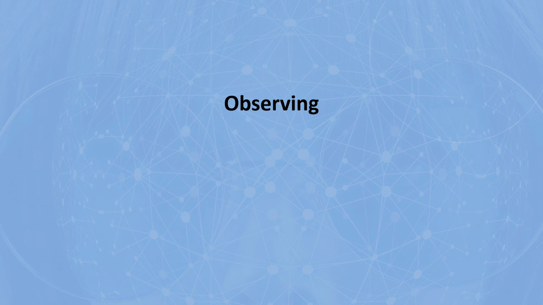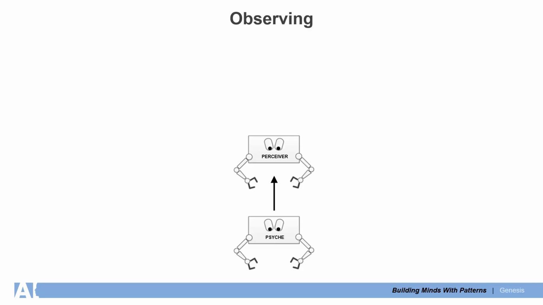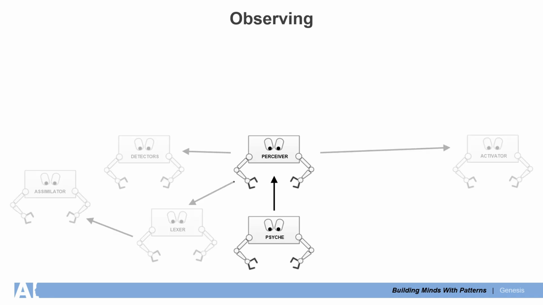The observation pattern is involved in exchanging messages between the artificial mind and the associated device. The primary connection is between the psyche mechanism, which resides on the device, and the perceiver mechanism, which resides in the artificial mind. Behind the scenes, there's a little more going on.